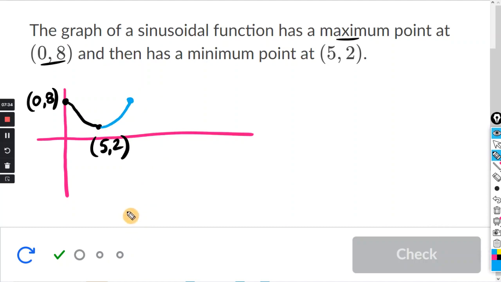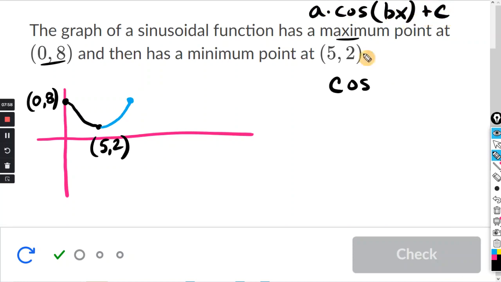Okay, again, if you look at the 4 possibilities, the one that starts at a max and heads to the minimum is a positive cosine. All right, so that's going to be a cosine function. And the formula is the same, except you just replace sine with cosine. So a times cosine of bx plus c.